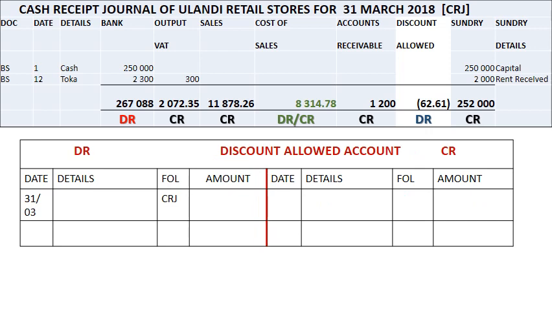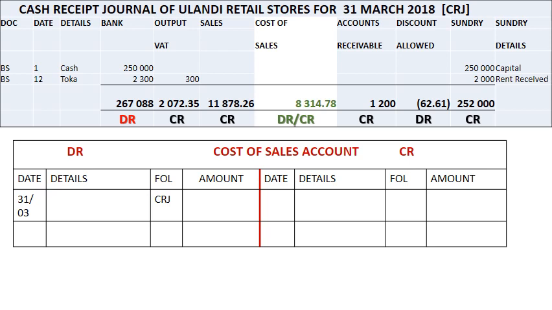Moving to the discount allowed column, we open the discount allowed account in the general ledger. On the debit side, at the end of March, we reflect the date. Under details, we write accounts receivable, not bank. Why? Because the total for the discount allowed was not banked. This total was included under the accounts receivable column. That is why under details we are writing accounts receivable. Folio, CRJ, total amount as calculated in the CRJ column.